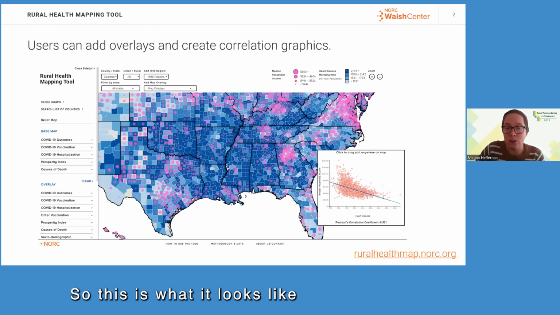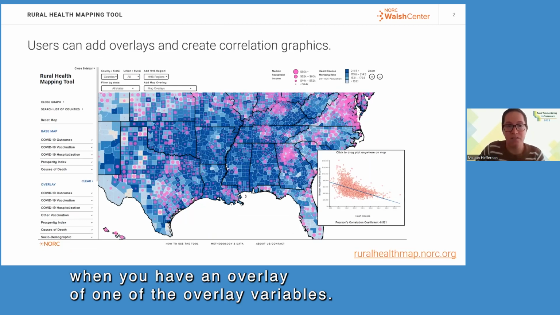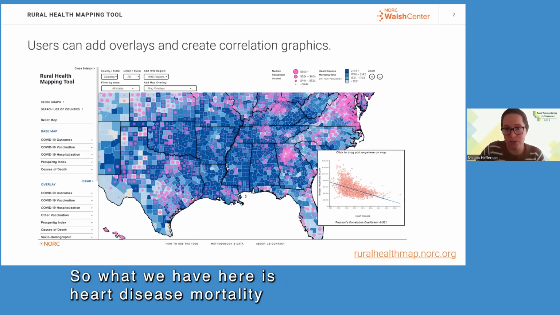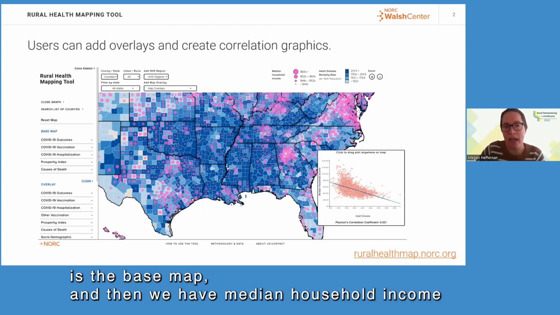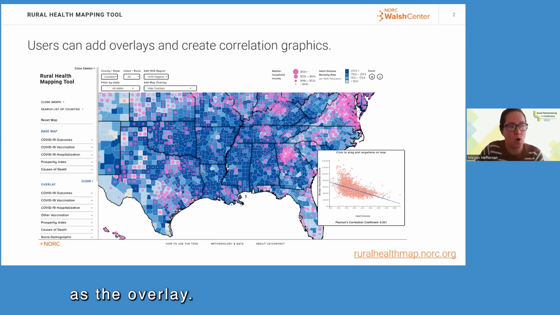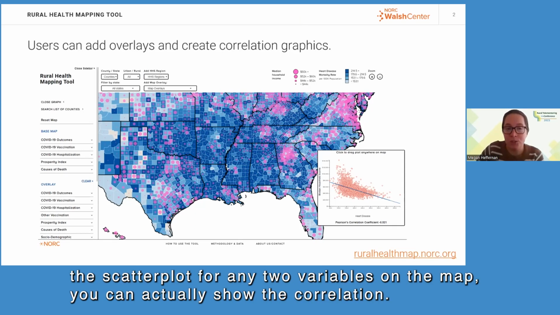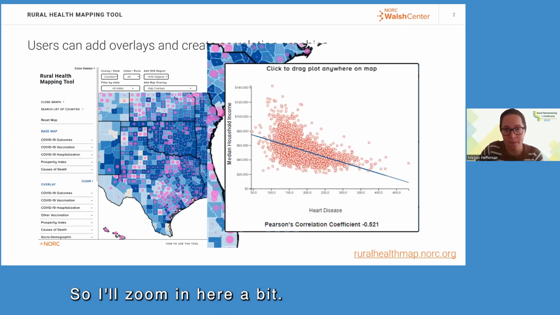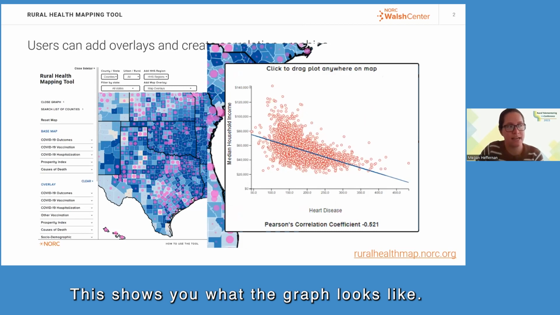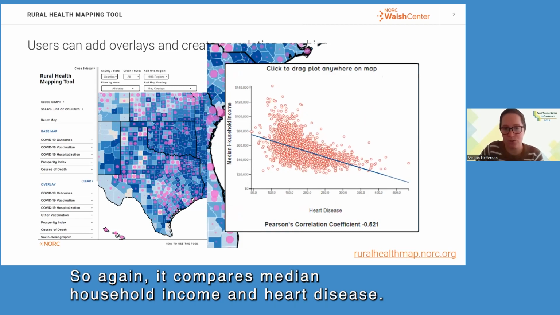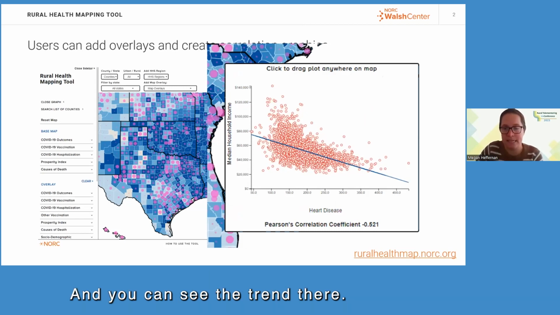So this is what it looks like when you have an overlay of one of the overlay variables. So what we have here is heart disease mortality is the base map, and then we have median household income as the overlay. And you'll see here on the bottom right, the scatter plot. For any two variables on the map, you can actually show the correlation. So I'll zoom in here a bit. This shows you what the graph looks like. So again, it compares median household income and heart disease, and you can see the trend there.